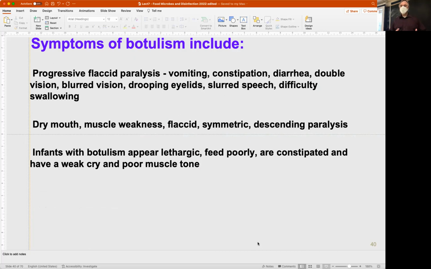You get vomiting, constipation, diarrhea. It's very similar kind of symptoms for a lot of bacterial infections. But this is bad because you also get blurred vision, double vision, drooping eyelids, slurred speech, difficulty swallowing. It's almost like somebody's having a stroke. There's also paralysis. So the muscles are working less and less as you go along. And it says here, infants with botulism appear lethargic, feed poorly, are constipated, have a weak cry and poor muscle tone. So if your baby's not crying, even though it's sick, that's a serious concern.